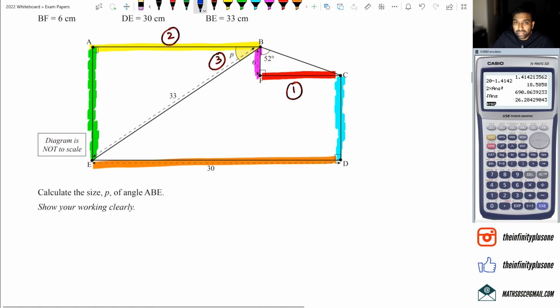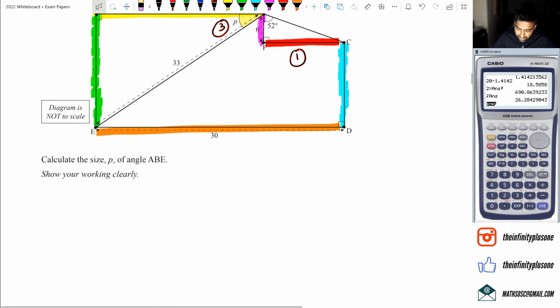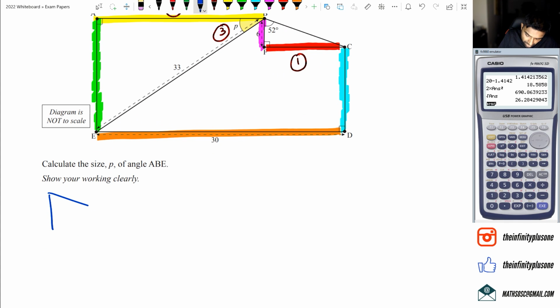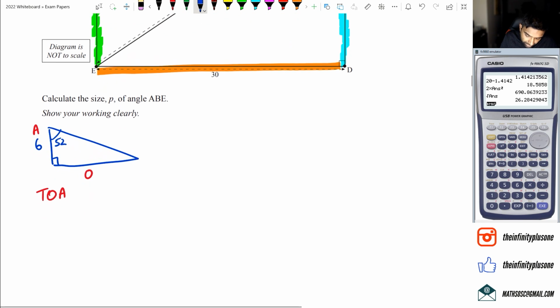For the first step, I'm looking at the small triangle with the 6 and 52. We've got 6, 52, and a right angle right there. And what do we got? We've got opposite, adjacent, and hypotenuse. No, opposite and adjacent. So we're going to be using the tan rule.